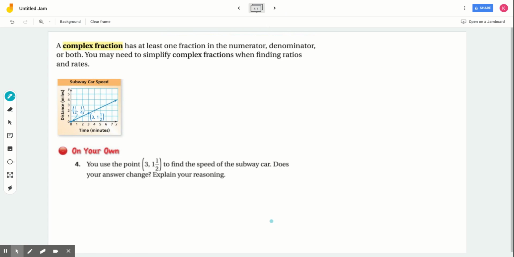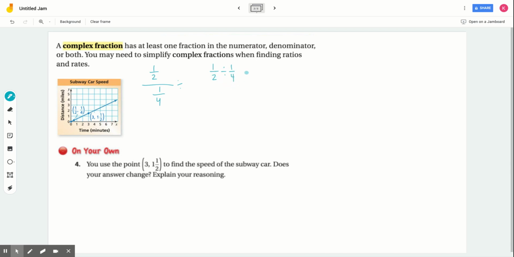As we look at the next set, it says a complex fraction has at least one fraction in the numerator, denominator, or both. You may need to simplify complex fractions when finding ratios and rates. What this is saying is that you might have a fraction in the numerator and a fraction in the denominator. These often look kind of scary and we panic because we think we don't know what to do. But keep in mind that the fraction bar tells us to divide. So essentially this is saying 1/2 divided by 1/4. So we can rewrite that like this.